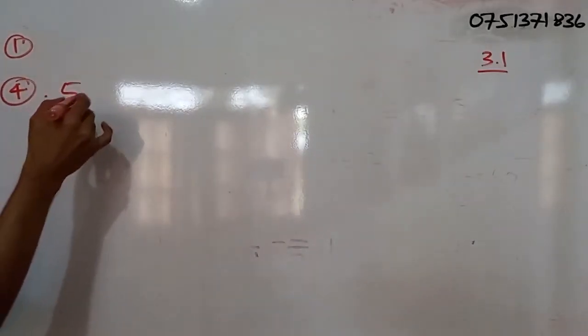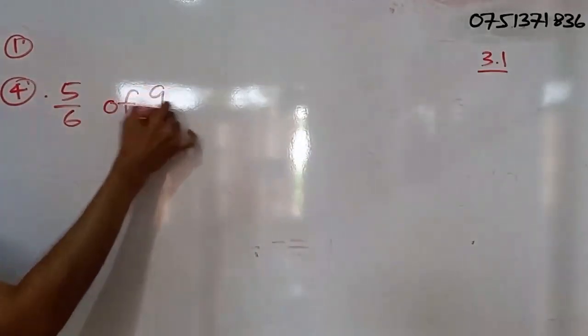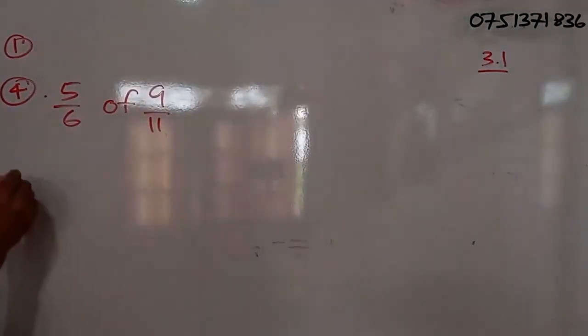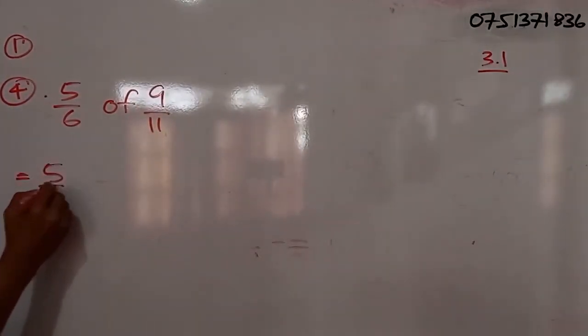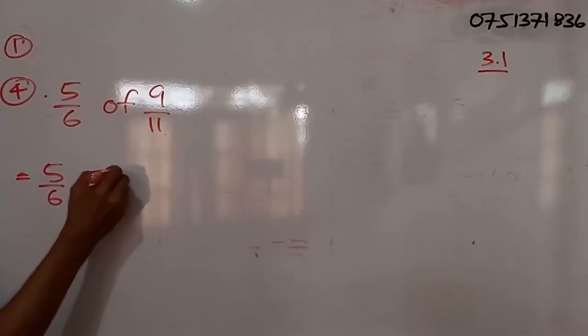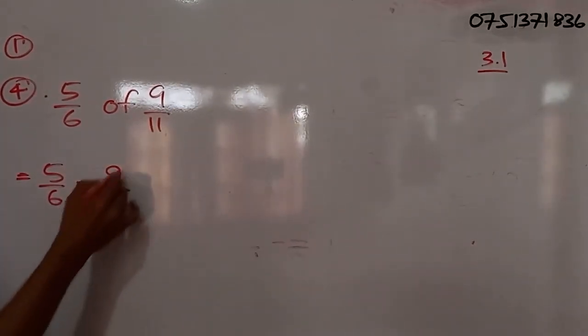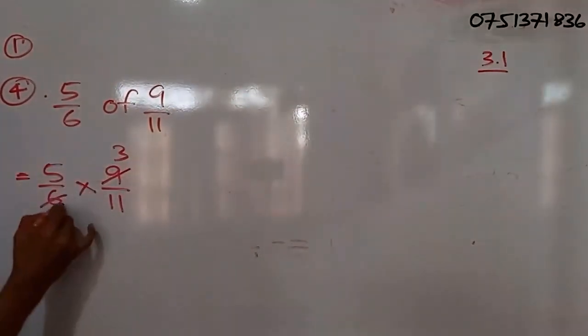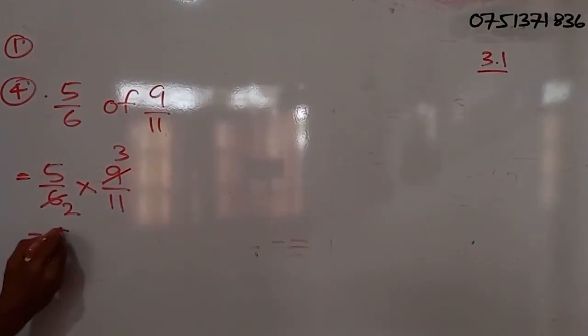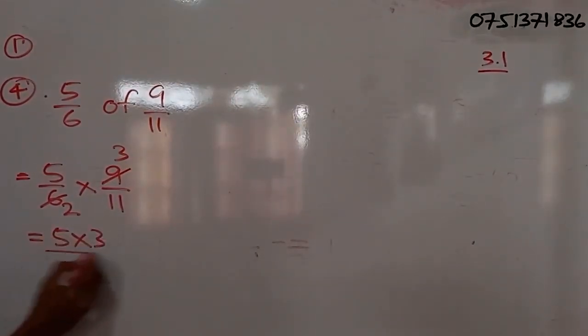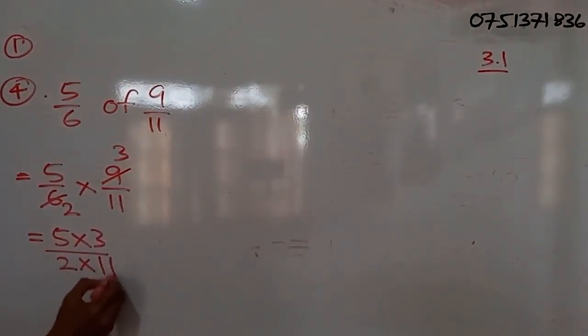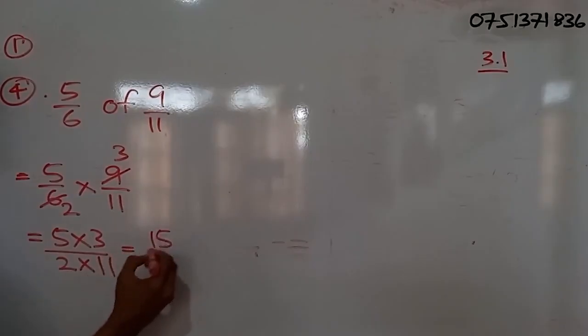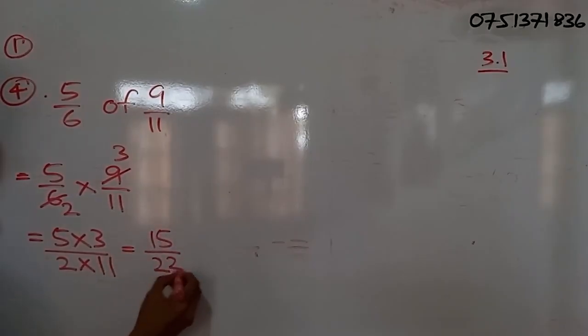So we have what? 5 by 6 of 9 by 11. Right? So 5 by 6 is the multiplication symbol and 9 by 11. So 3 times 3 and 3 times 2. So 5 into 3 and 2 into 11. 5 times 3 we know that is 15, 2 times 11 we know that is 22.